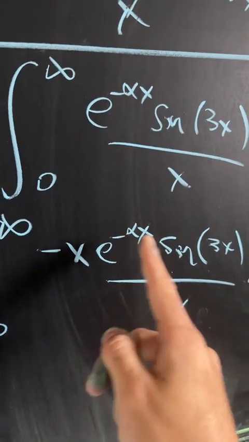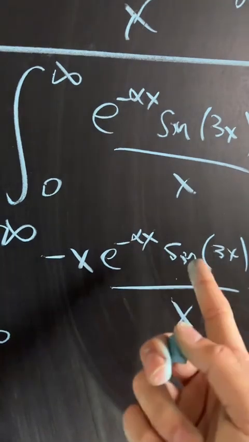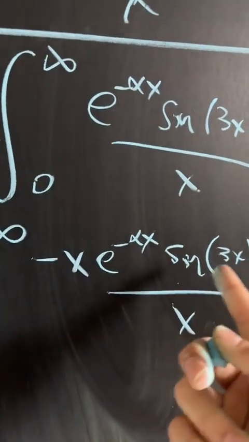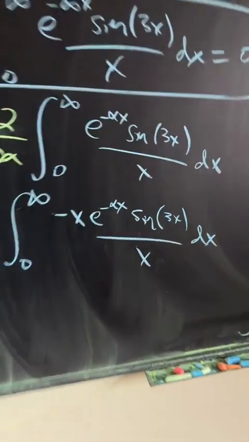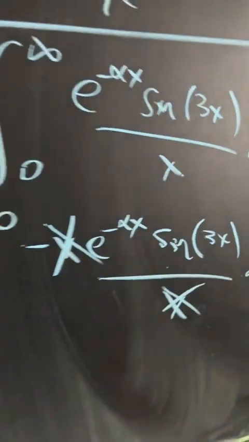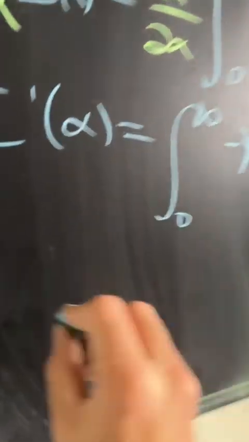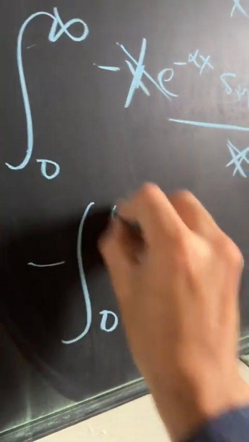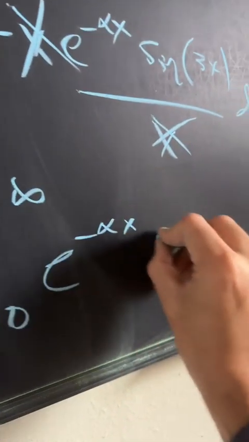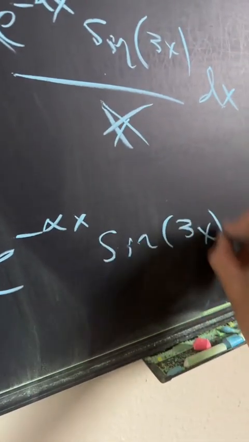So if this was 2 alpha, then the derivative would be negative 2 in this case. Okay, so the reason why we did this is so that these x's can cancel out, so this negative can go on the outside. So we have I prime of alpha equals negative the integral from 0 to infinity of e to the negative alpha x sine of 3x dx.